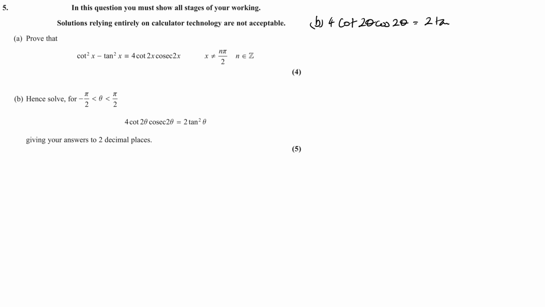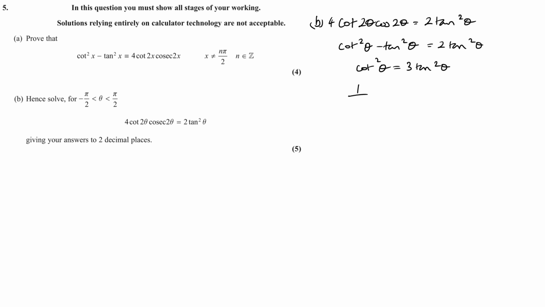and kind of for me, I do like to rewrite some things out, certainly when I'm working them out. And then this left hand side I can replace with cot squared theta minus tan squared theta equals 2 tan squared theta. And that is then 3 tan squared theta equals cot squared theta.